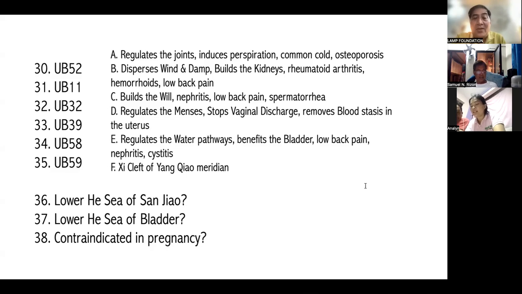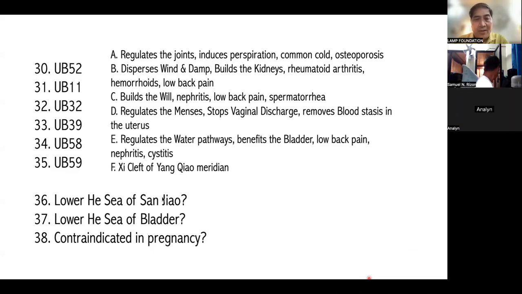Okay, good. Now let's go to 36, 37, 38. Lower he-sea of Sanjiao, that is urinary bladder 39. Okay. Lower he-sea of bladder, urinary bladder 40. Very good. Contraindicated in pregnancy, yung urinary bladder 60. Okay. Maraming salamat, Ma'am Annalyn. Thank you po. Good job. Excellent job. Walang mali.